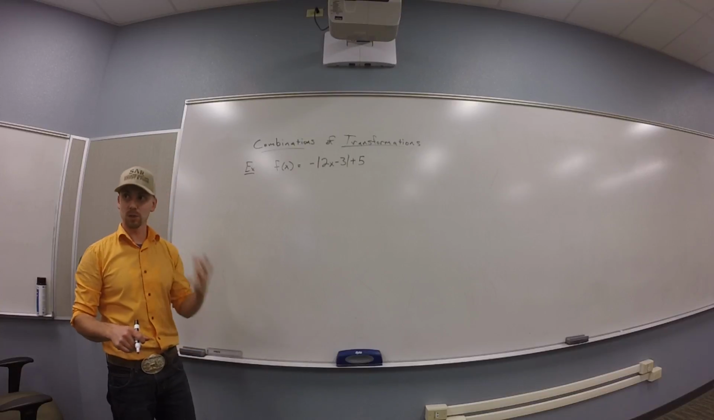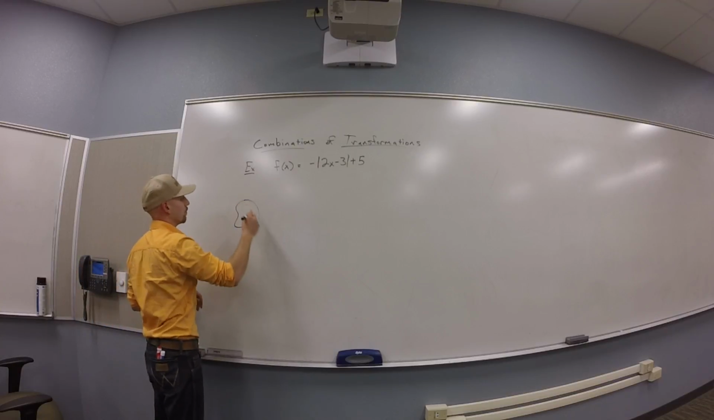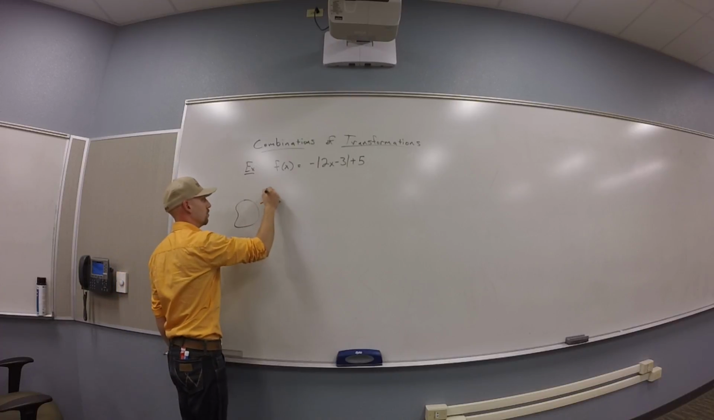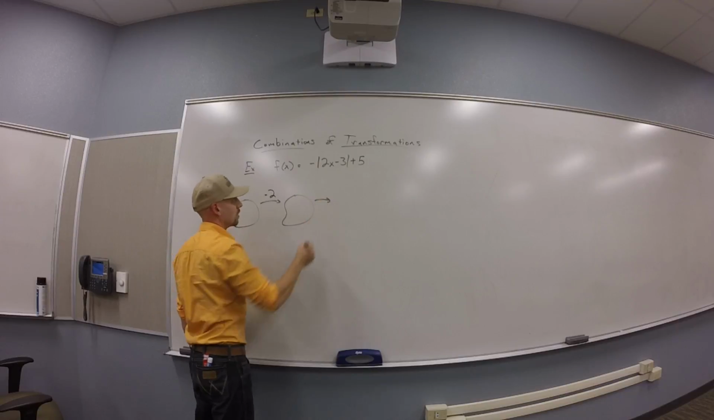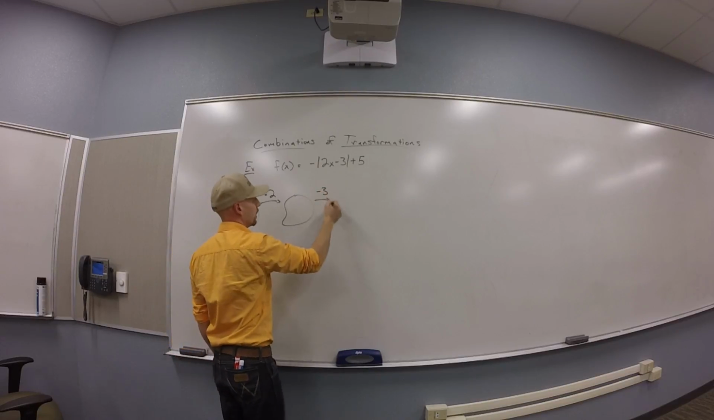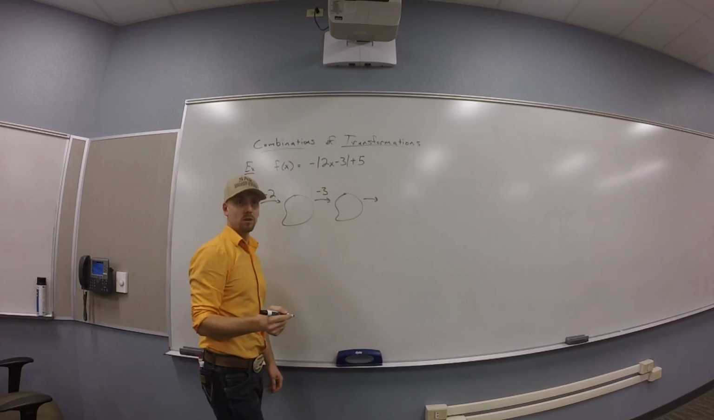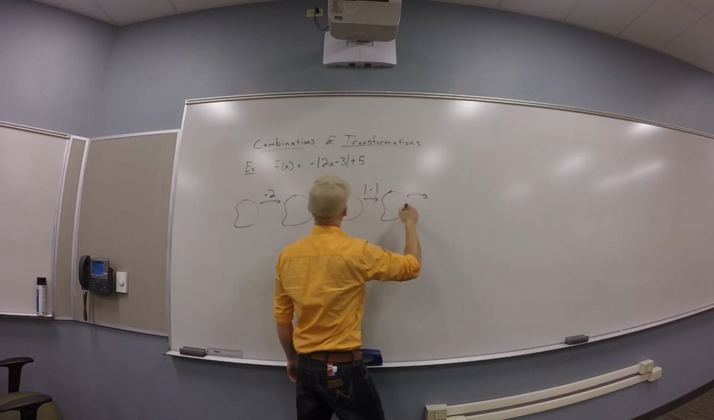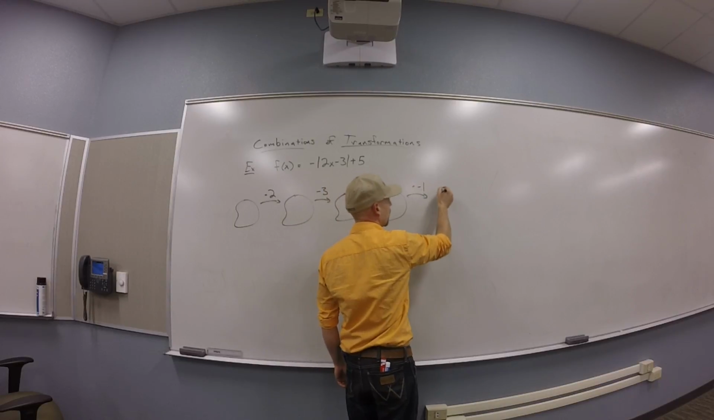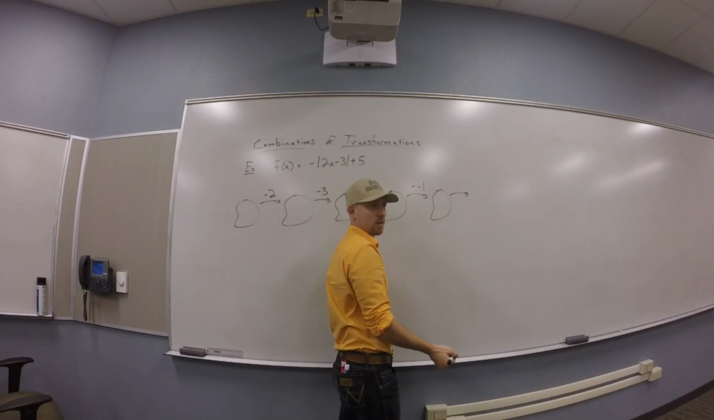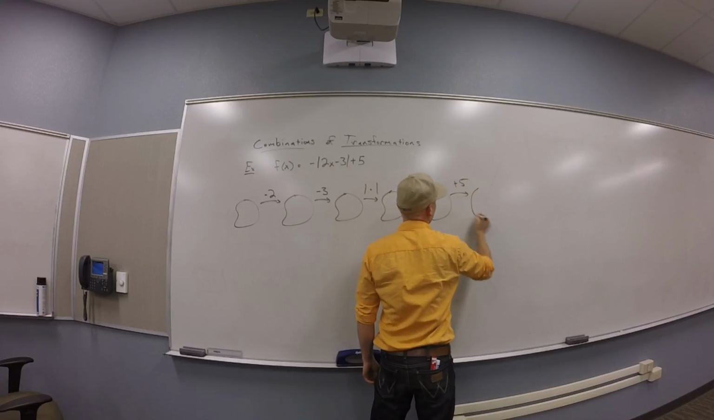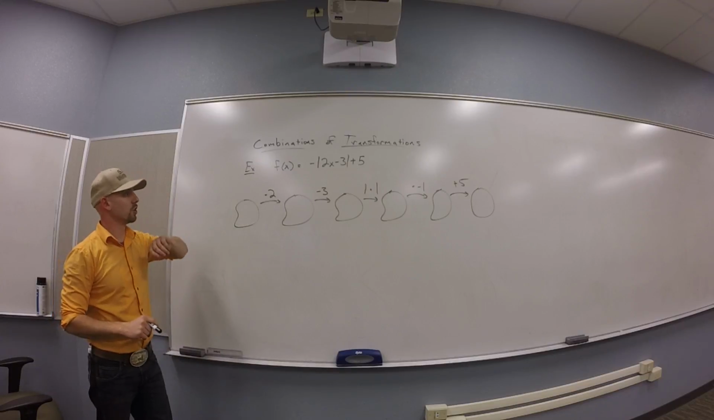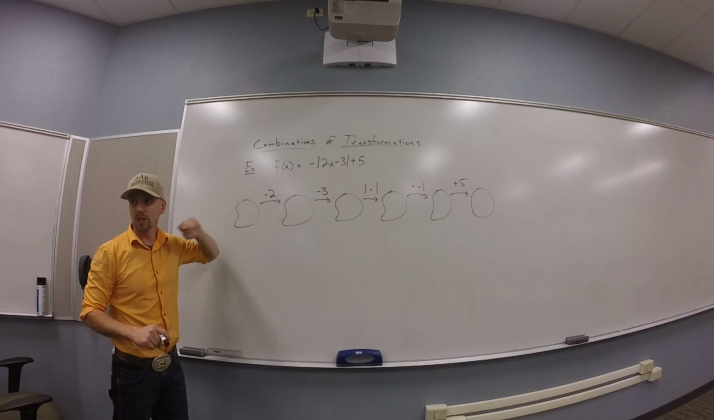Think about, if I had an x, what would I do first? So first things first on this one, what are you going to do? Multiply x by 2. Then subtract 3. Then you're going to take an absolute value. Then you're going to multiply by -1. And then you're going to finally add 5. Good lord.